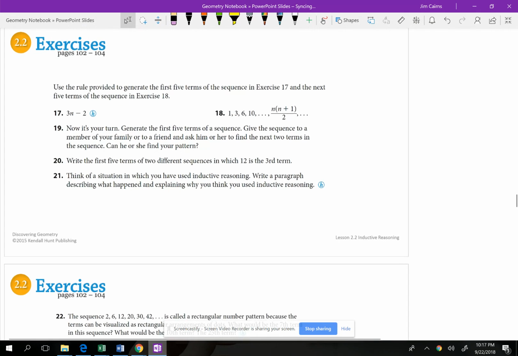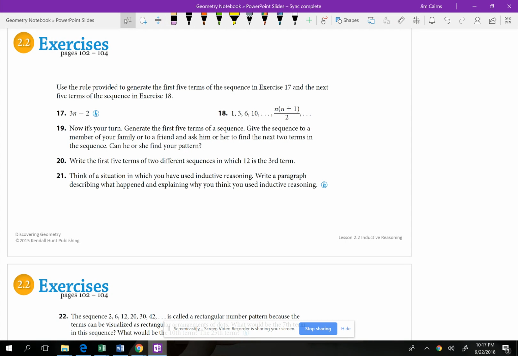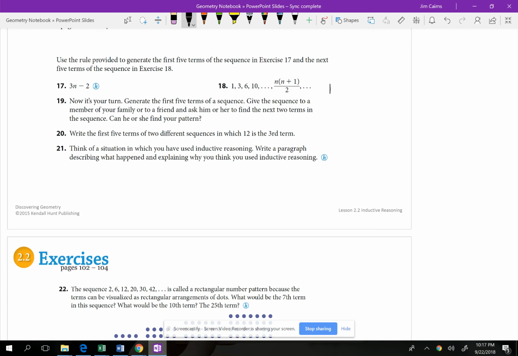Use the rule provided to generate the first 5 terms of the sequence in exercise 17 and the next 5 terms of the sequence in exercise 18. So 18: we got 1, 3, 6, 10, and that's term 1, 2, 3, 4. That's n. And I need terms 5, 6, 7, 8, 9.